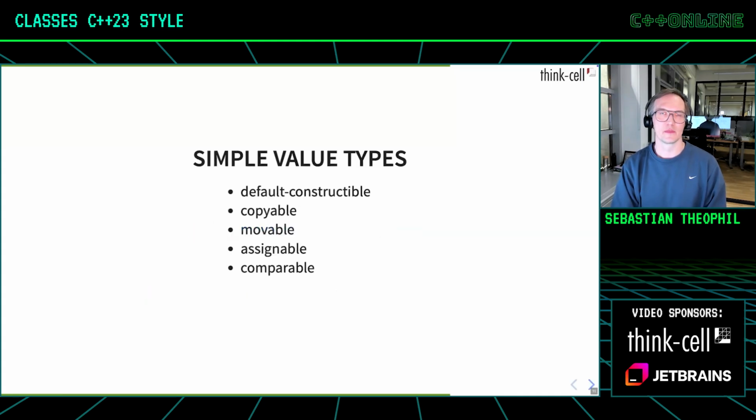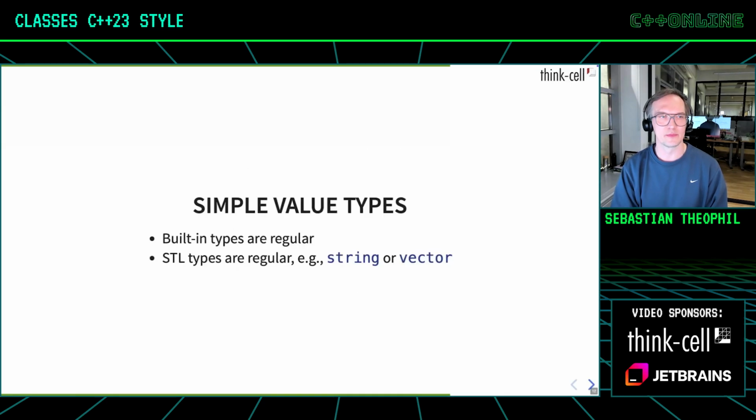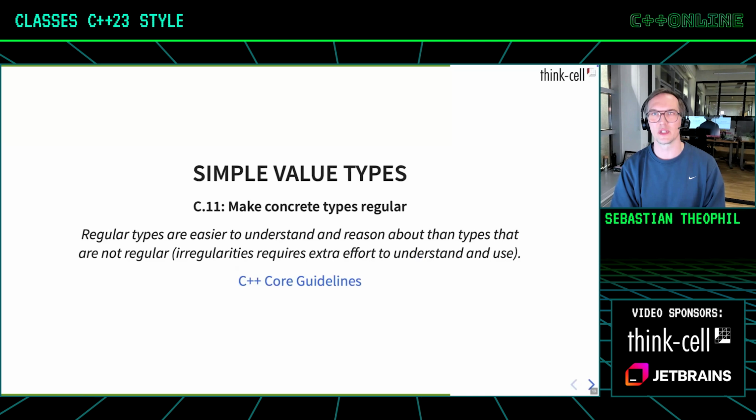In summary, a very simple value type that behaves like an int should be default constructible, copyable, movable, assignable, and comparable. If it has all of these operations, we also call such a type a regular type. And all simple value types are regular. Ints, of course, but also more complicated STL types, strings and vectors, for example. And it is advised that if you write a value type, to make it regular. There's even a C++ core guideline that says so.